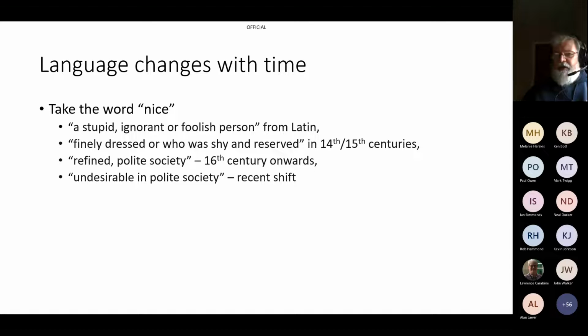If we look at that word in Latin, it implied a stupid, ignorant, or foolish person. As we moved into the 14th and 15th centuries, it became someone who was finely dressed, or perhaps was shy and reserved. They were regarded as nice. And by the 16th century, it was used for refined, polite society, things which were nice. However, in those undercurrents of local language and social media, nice now is moving back to more like the Latin of being undesirable in society. So language is always changing.